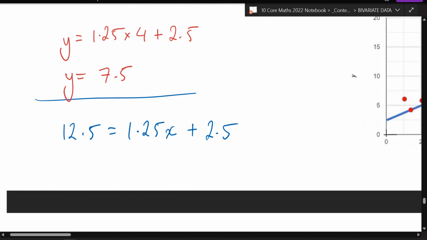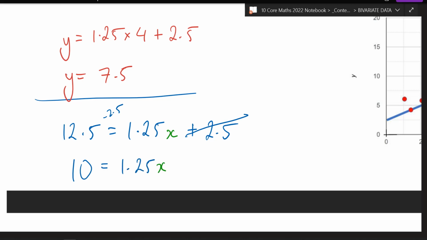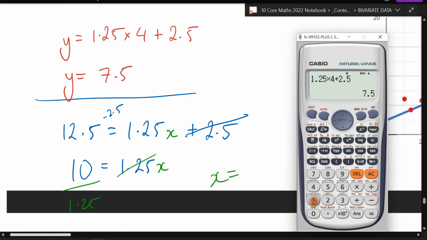All right, let me ask. If I'm looking for x, guys, what do I need to move first? Good, this plus 2.5 becomes minus 2.5. So you get 12.5 minus 2.5, which is 10, equals 1.25 x. What's next? I want to find x. Good. Divide by 1.25. So that means x should be 8. Cool.